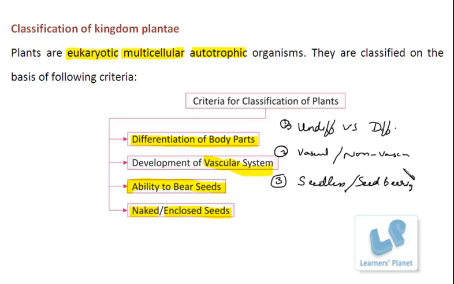So in this way, three types of questions can come in your exams. This is why I am explaining these 3 points. So I am highlighting these 3 points here. First is undifferentiated versus differentiated plants, then vascular versus non-vascular, seedless versus seed-bearing plants.